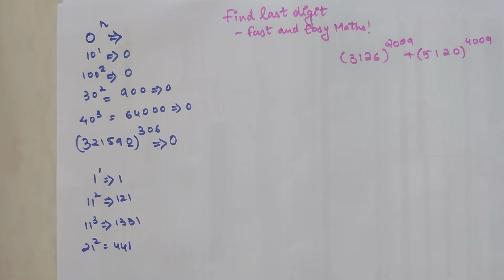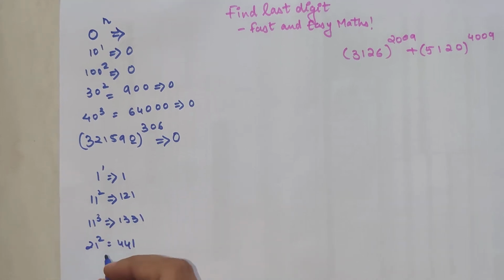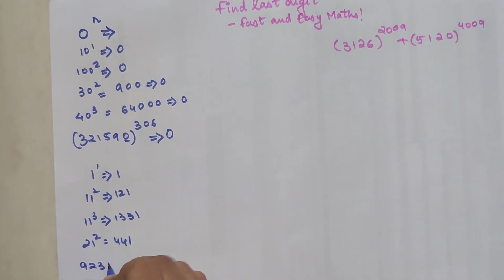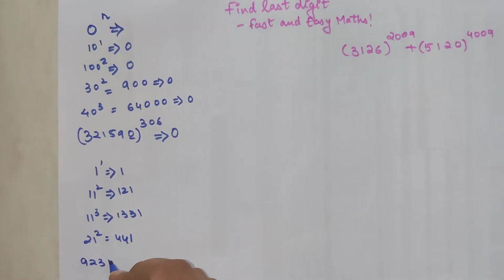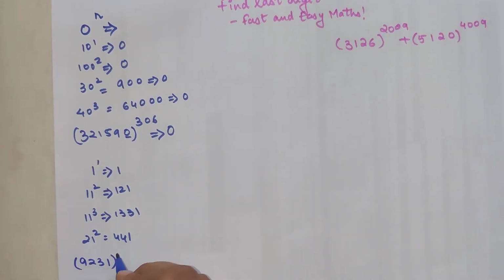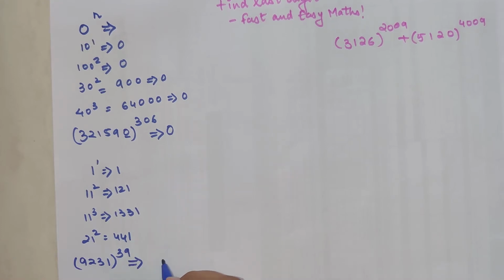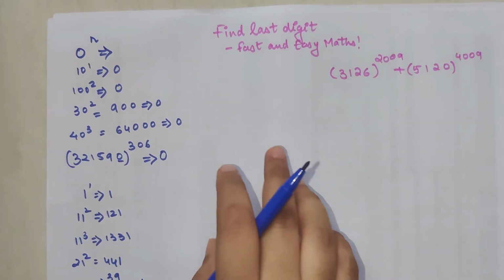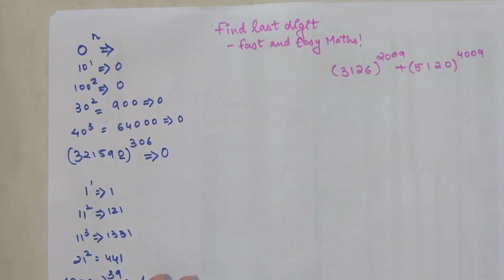So again, can I say that any number whose units place is 1, and if that is raised to a positive integer, then my final answer will have the last digit as nothing but 1. So 9231 if I give you, and if I say that let's find out what is it, the whole raised to 39, in that case my last digit is 1. Directly I am just going to write down. I'm not even going to bother about all the digits before the units place.